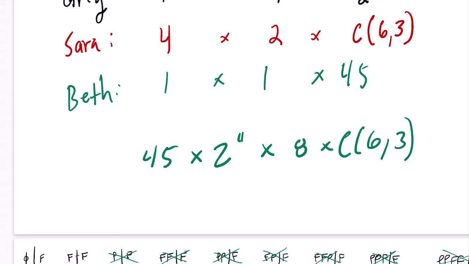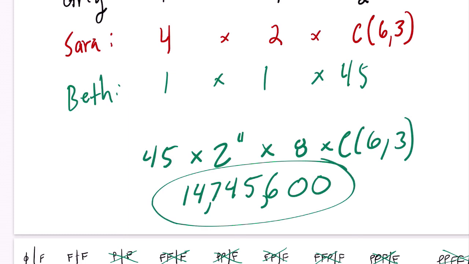So that's 147,456,000, right? Over 14.5 million different combinations of pizza. That's quite a lot.